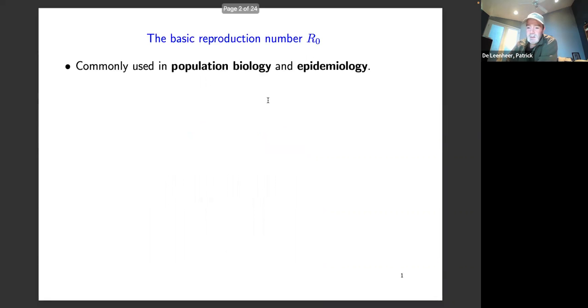Let's see. So right. R naught is the symbol used for the basic reproduction number. It's commonly used in population biology and epidemiology. So it finds its uses in mathematical biology more generally in that sense.